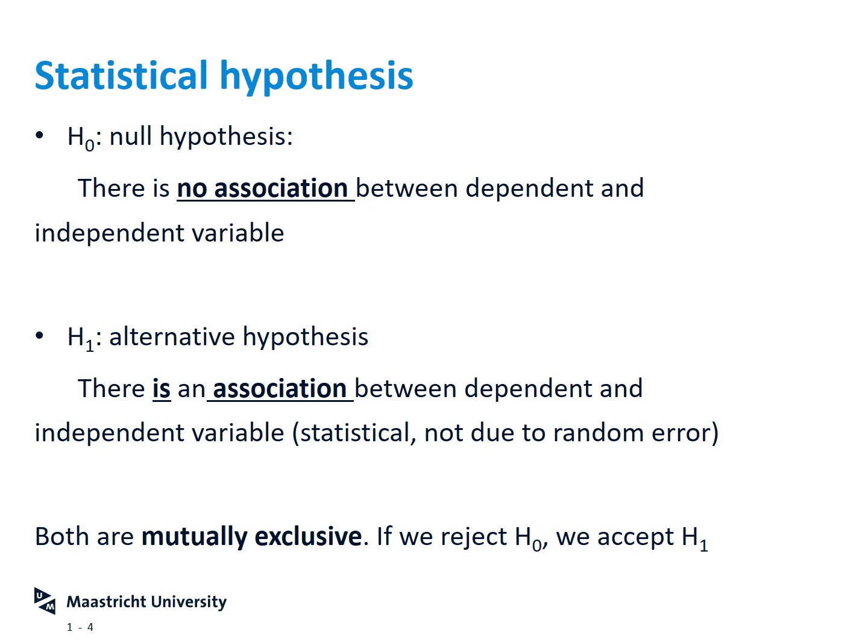The alternative hypothesis is that there is an association between the dependent and the independent variable, and more importantly, that this association, this relationship, is statistical. So it's statistically significant and not just due to random error. Now, like I said, they are mutually exclusive because if we reject the null hypothesis, we accept our alternative hypothesis.